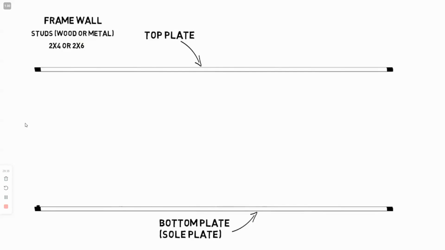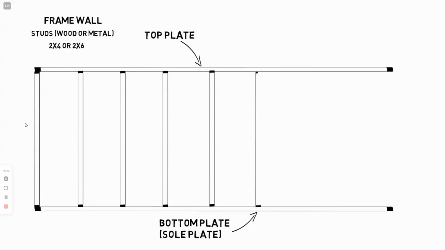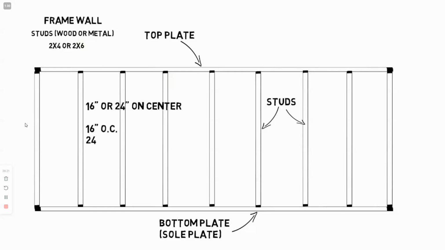Vertical studs are placed along the length of the wall, and they are evenly spaced, usually either 16 inches or 24 inches apart, which is measured from the center of one stud to the center of the next. This is called 16 inch on center or 24 inch on center, which is abbreviated as OC.